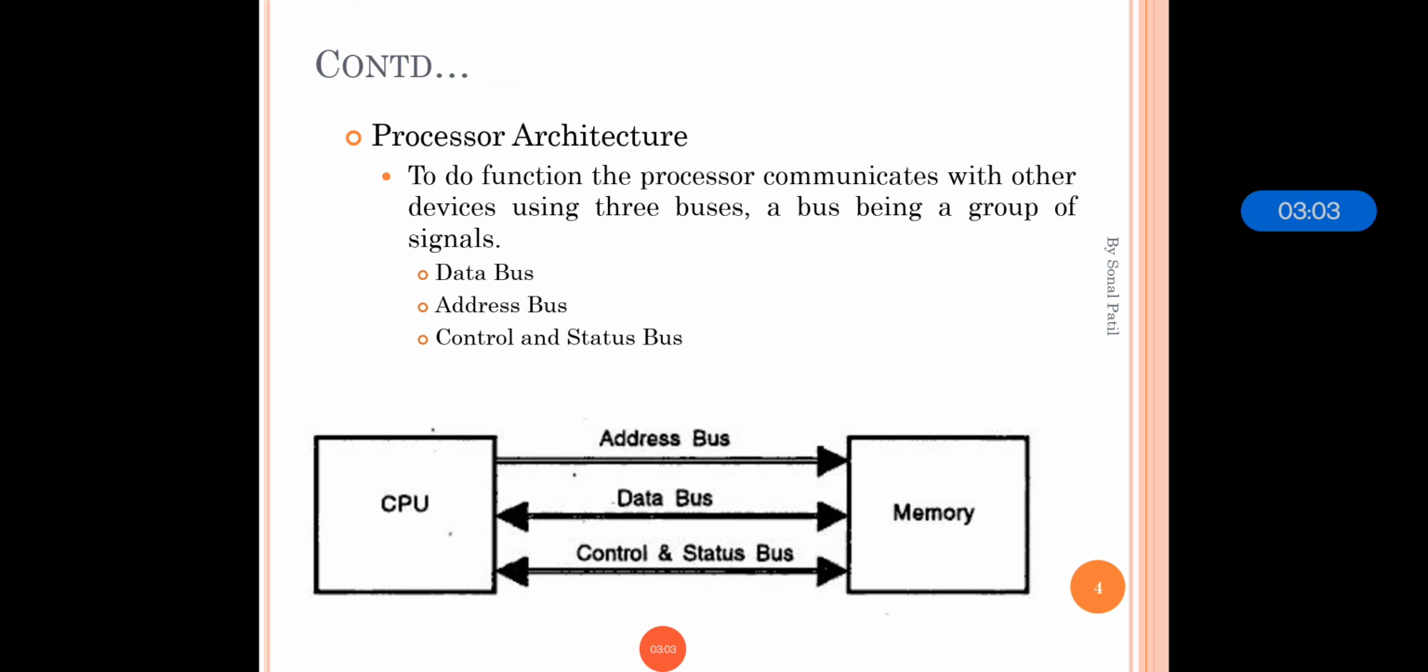Now talking about the processor architecture, in addition to manipulation of data, the processor's job is to read data and instructions from memory, read and write data to memory, and write data to output devices. To perform these functions, the processor communicates with other devices using three buses. A bus is nothing but a collection of signals. So the buses are the data bus, address bus and control and status bus. The data bus carries the data between the processor and other devices.